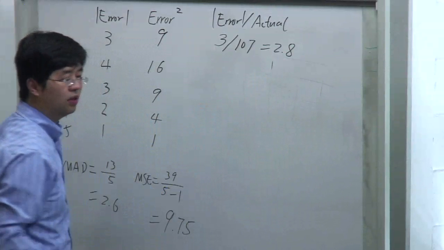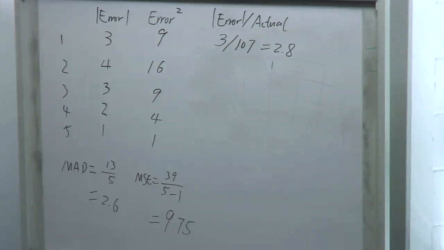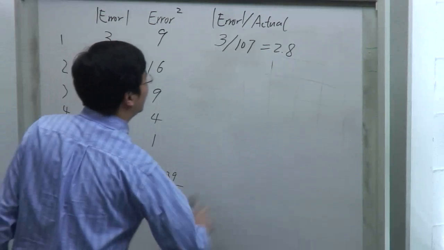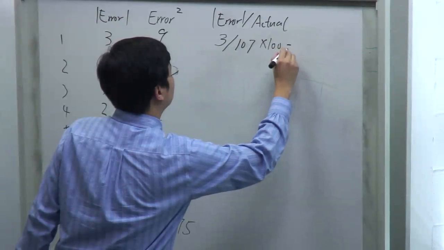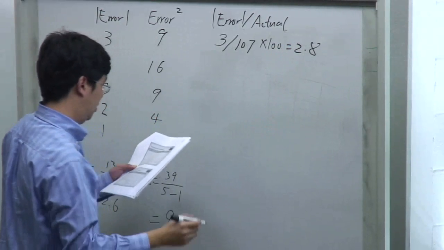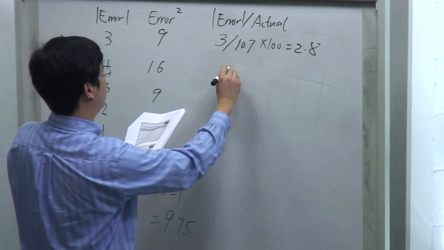Well, I mean, you have to multiply by 100. That's correct. It's your choice, but you times 100. There you go. And the second one is equal to 3.2.